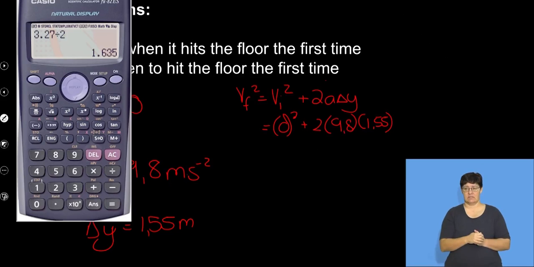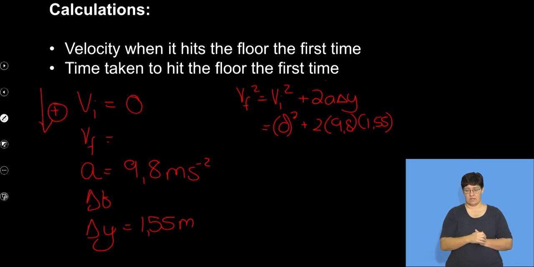So, let's just get rid of that. The 0 we don't need to worry about. So we have 2 times 9.8 times 1.55. That gives me 30.38, but I'm going to need to square root it. So now I'm going to take the square root of that answer, and we get 5.51. That's what I'm going to use. So my final velocity is 5.51 meters per second down.